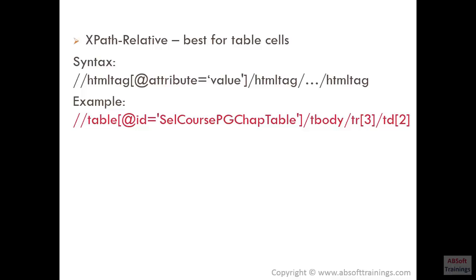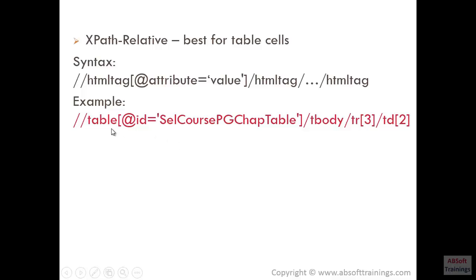XPath relative is really useful and best to locate table cells. If you go to a table web element and look at cells, most of the cases you will not be able to find any attributes. It will be very hard for web developers to give any attributes to all cells. In this case, we use XPath relative, and we'll go to the parent and find a unique parent, and from there build the relative XPath. You can see the example here.